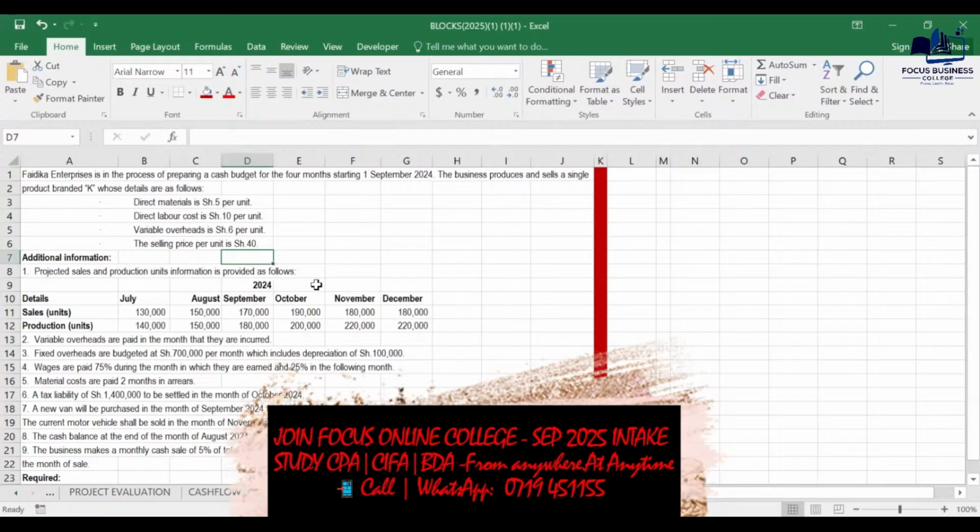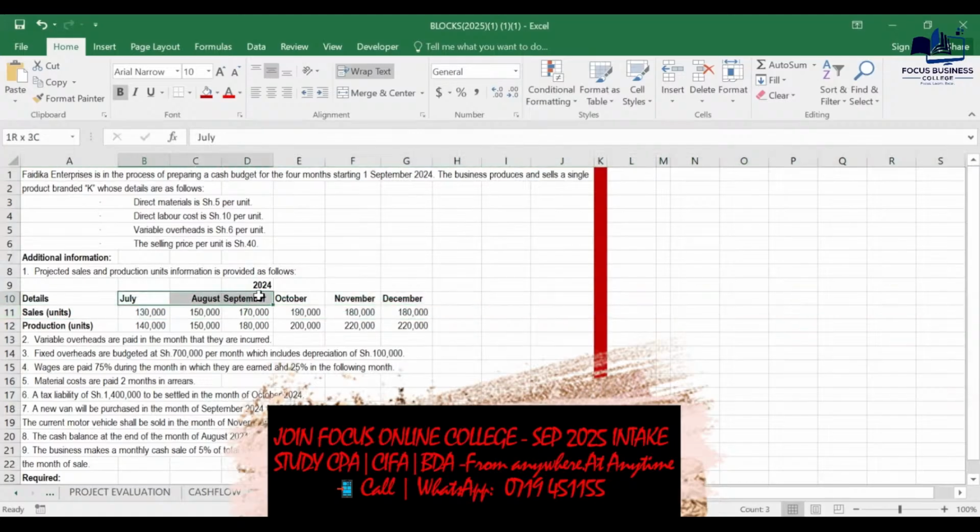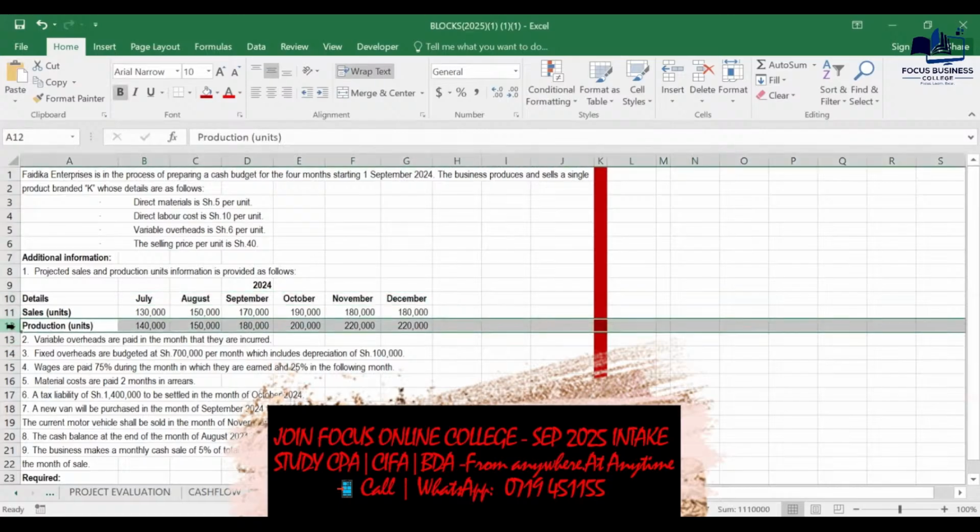Information is provided as follows. So in our case here, we are given the projected sales in units from the month of July all the way to the month of December. These are the units which the company projects it will be able to sell. And then you're given the production. So these are the units which the company projects it will be able to produce. And then from there, we are given the variable overheads. And the variable overheads are paid in the month that they are incurred.